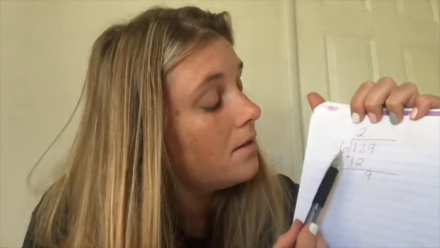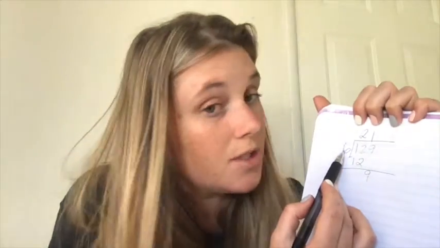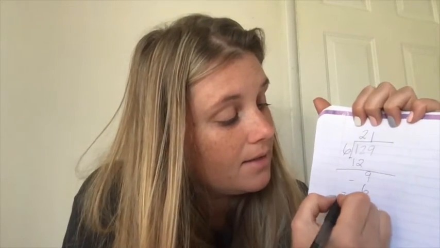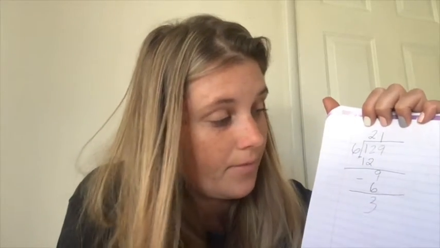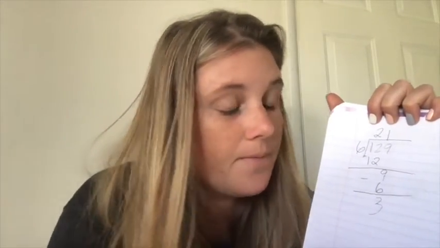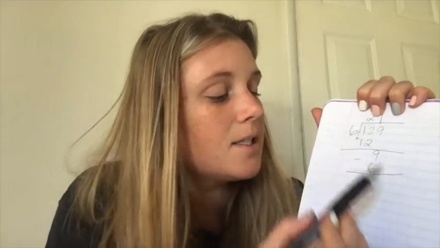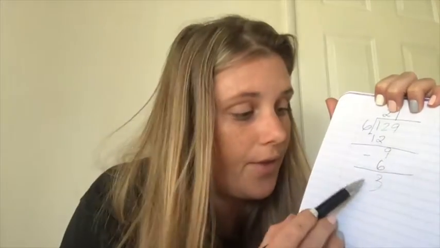How many times can it go in? Yeah, how many times can 6 go into 9? 1 time. What's our next step? Multiply. 1 times 6 is 6. Next step is subtract. 9 take away 6 is 3. There was nothing to bring down. Okay, let's go back to the first step now. Can 6 go into 3? Can you make a group of 6 out of 3?